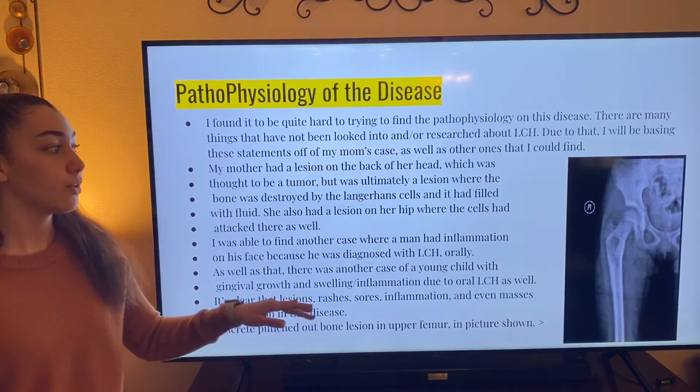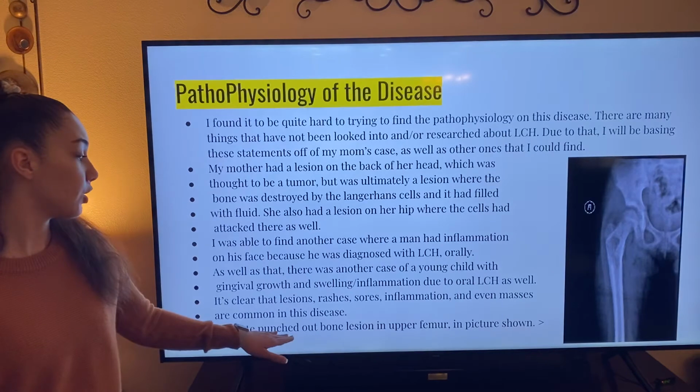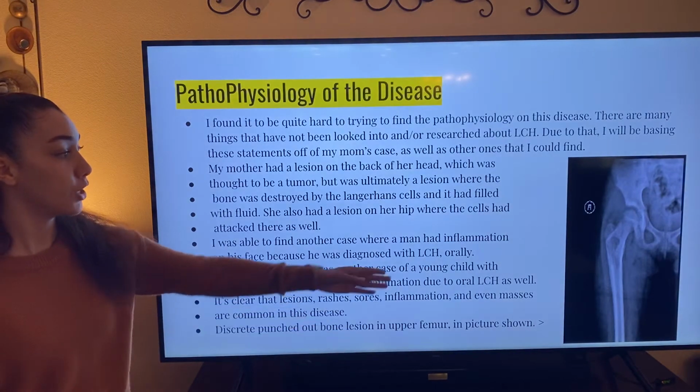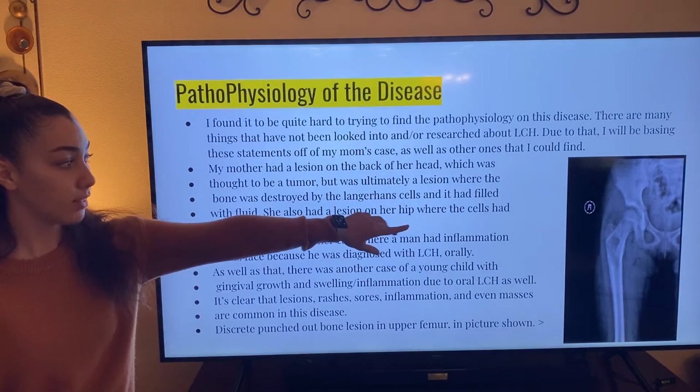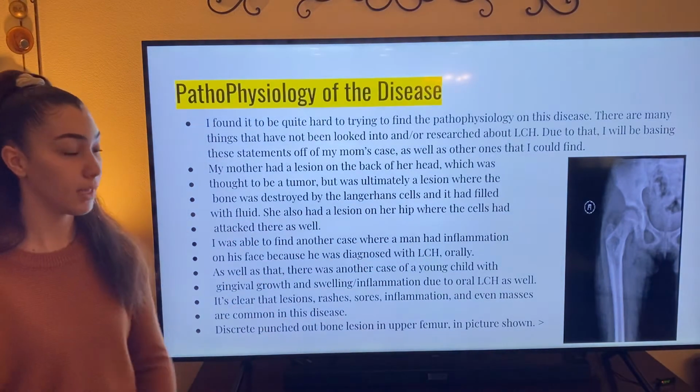Now, I did include an x-ray where it says a discrete punched out bone lesion in the upper femur is shown in the picture, as you can see right there in the very top of the hip.